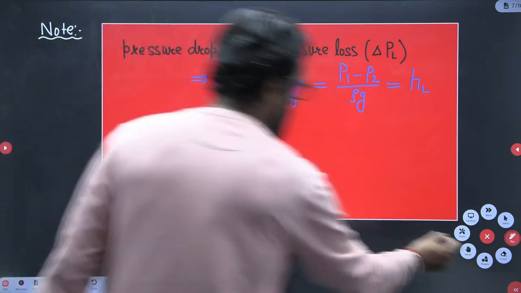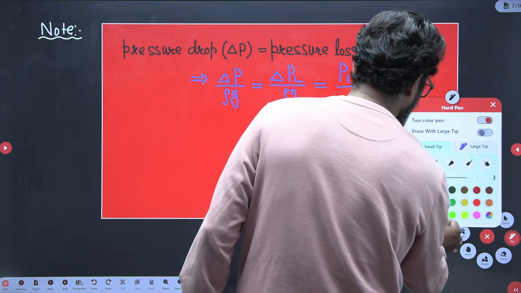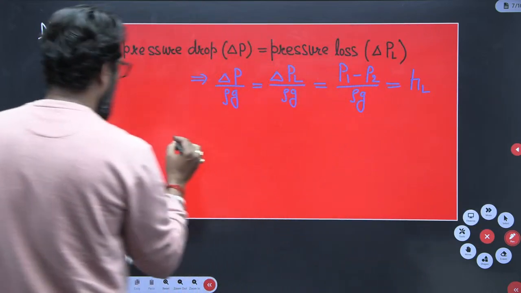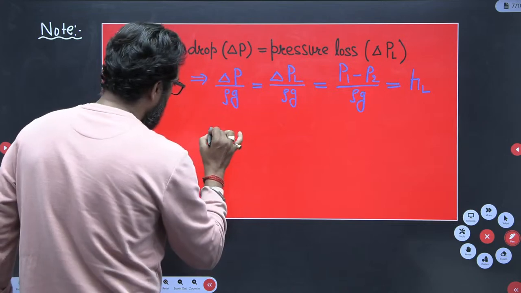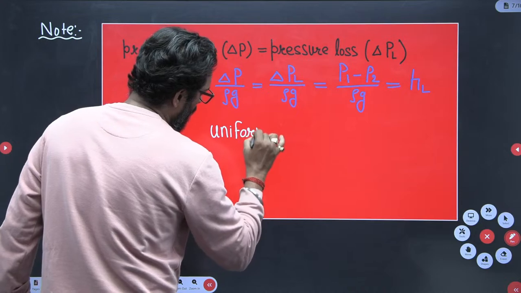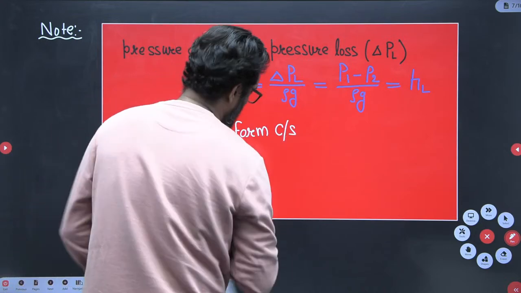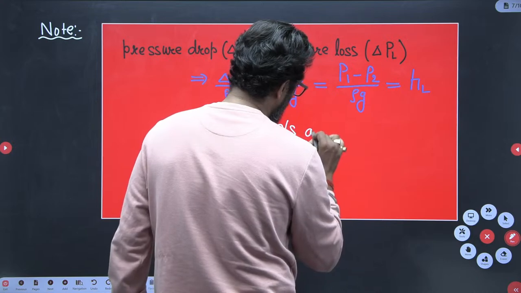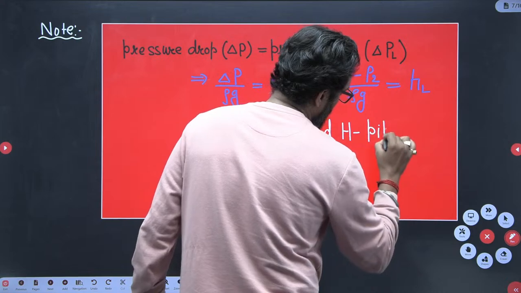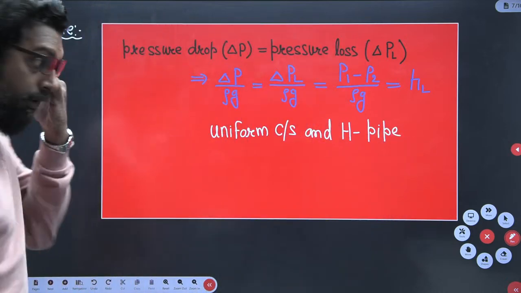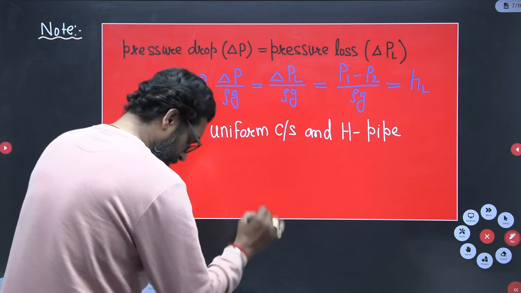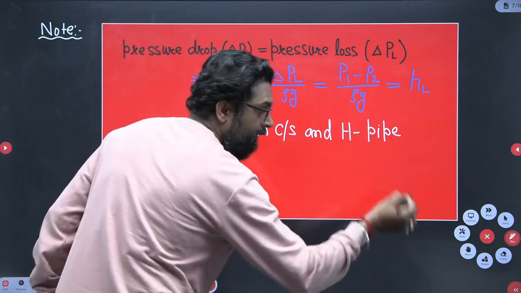It is a little bit difficult to watch. Okay, no problem. Take a white color. Now, this is for uniform cross-section and horizontal pipe. And my dear, it is not true for the inclined pipe.